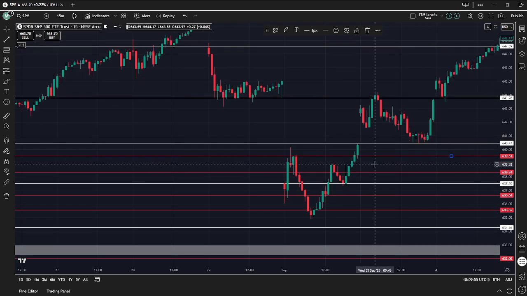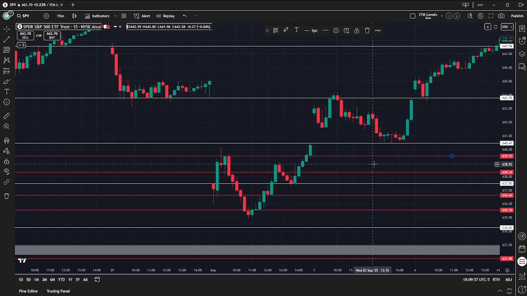Right here the levels just look a little bit close because we're really zoomed in, but you guys know a few dollars on 0DTEs can get you good percentages.